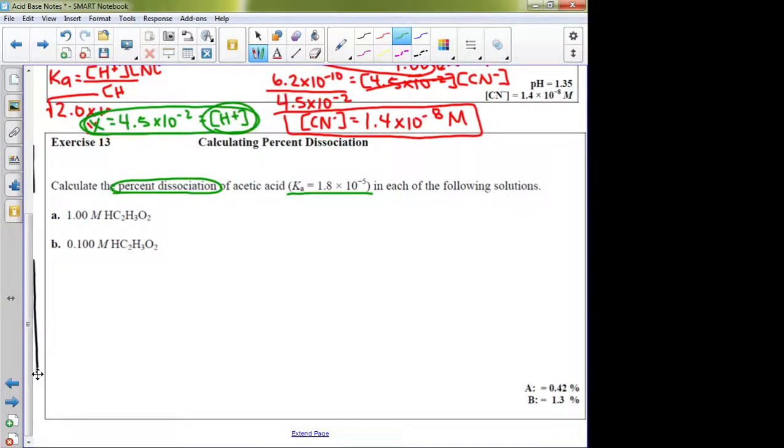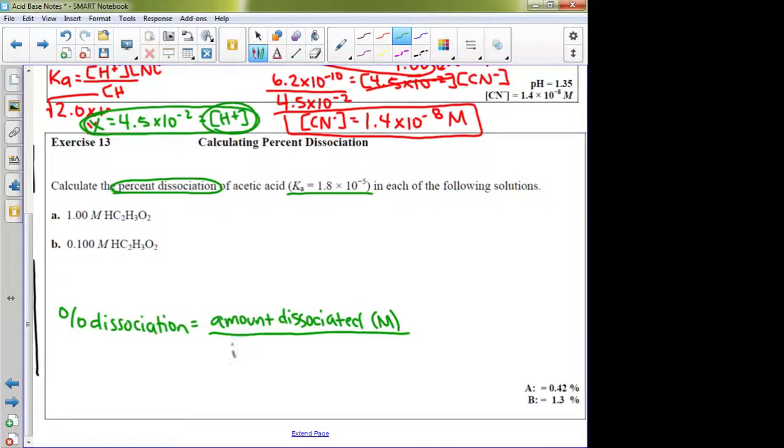Well, before we can solve for percent dissociation, we have to know what it is. We don't even know what it is, so I will give it to you. Percent dissociation is going to be something times 100. It is equal to the amount that dissociated, in concentration, so in molarity, divided by the initial concentration, times 100.